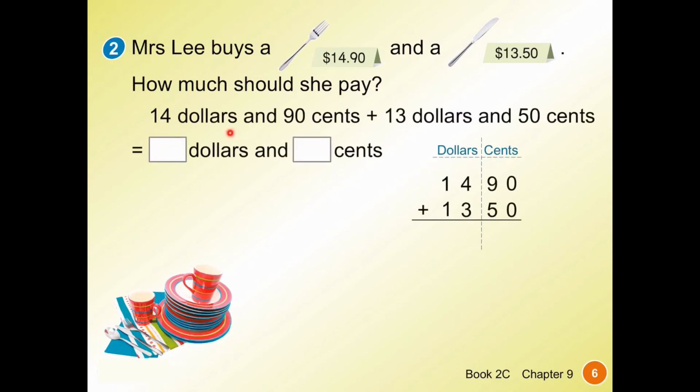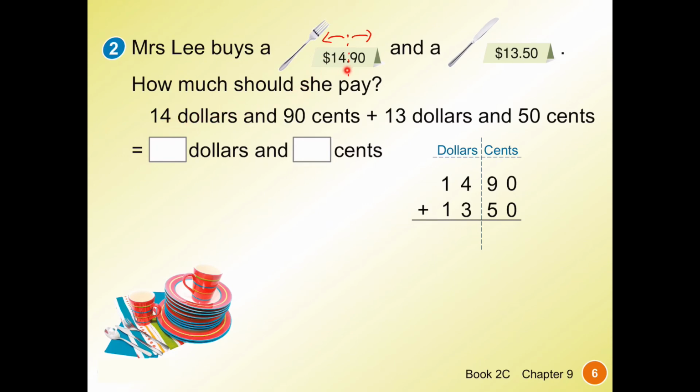So for the horizontal form or the expression, we have to set it up like this. So let's look at the value for the fork. So you'll see a dot here. This is a decimal point. So whatever goes in front of the decimal point, so it would be the amount for dollars.